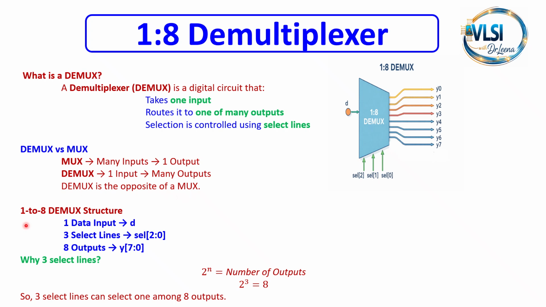Now we are going to see the 1:8 demux structure. In this, we have one data input that we are representing as D, three select lines that we are giving as sel 0 to 2, and 8 outputs that we are representing as Y0 to Y7. Why 3 select lines? Because 2 power n is equal to the number of outputs, 2 power 3 is equal to 8. So 3 select lines can select one among 8 outputs. So we are going to see the RTL code and test bench for this demultiplexer.